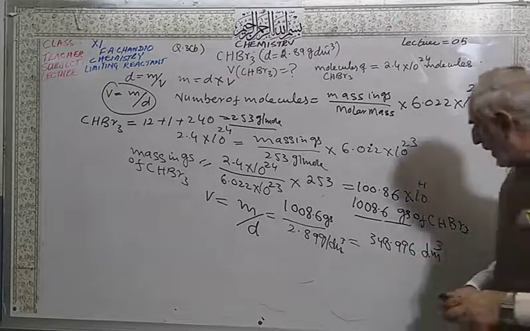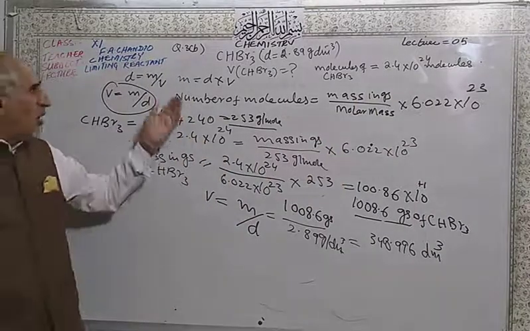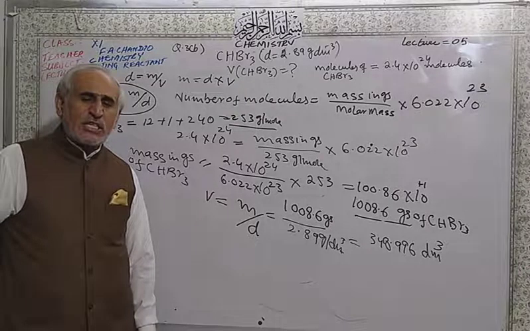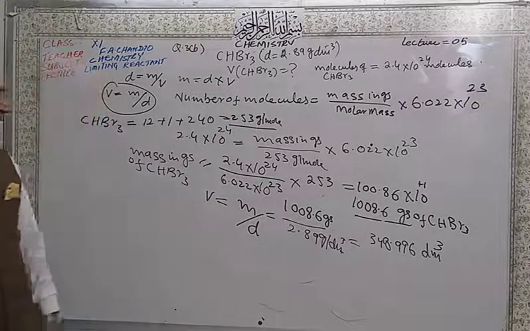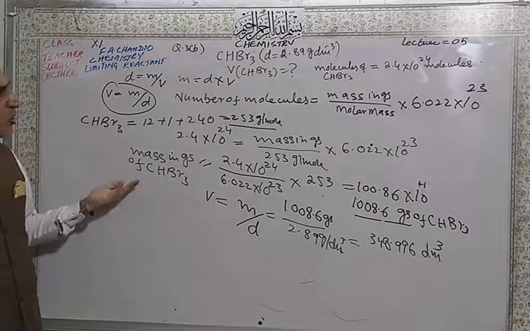So 348.996 decimeter cube. This is the volume of tribromomethane. Please copy it. I'm going to revise for 1 minute. Then you have to copy it. Must copy, must write.